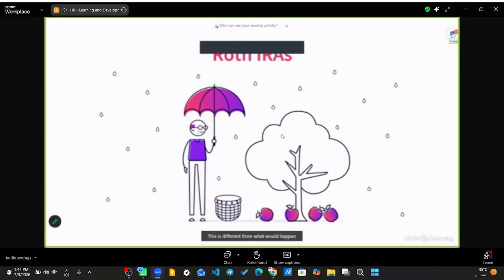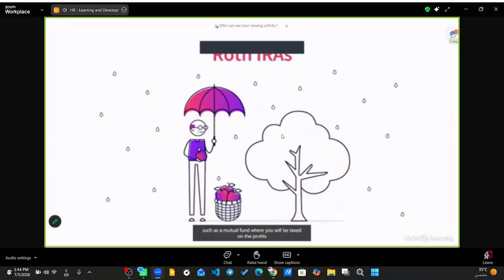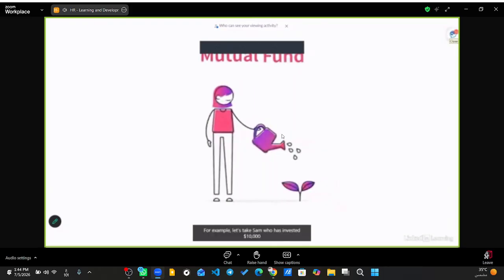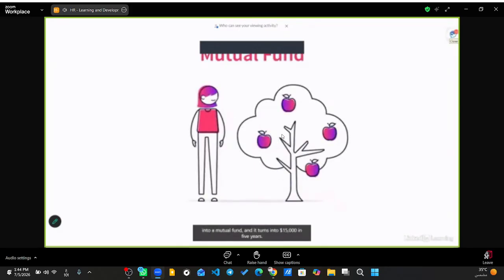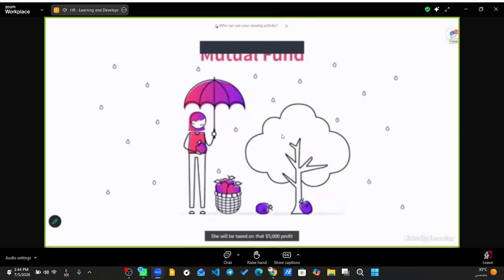This is different from what would happen with an investment account, such as a mutual fund, where you will be taxed on the profits when you withdraw. For example, let's take Sam, who has invested $10,000 into a mutual fund, and it turns into $15,000 in 5 years. She will be taxed on that $5,000 profit when she withdraws it all.